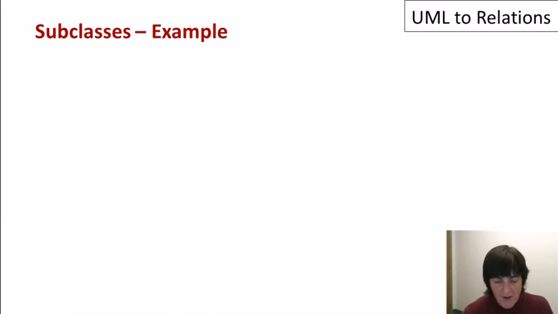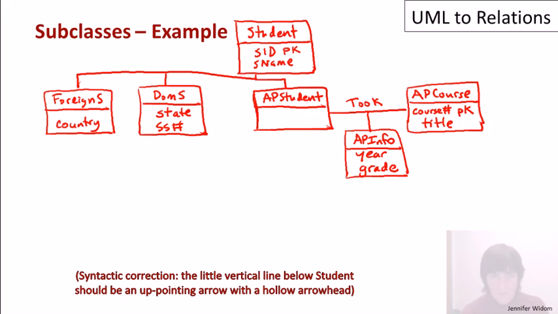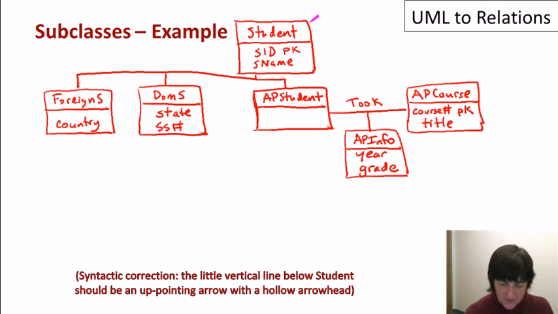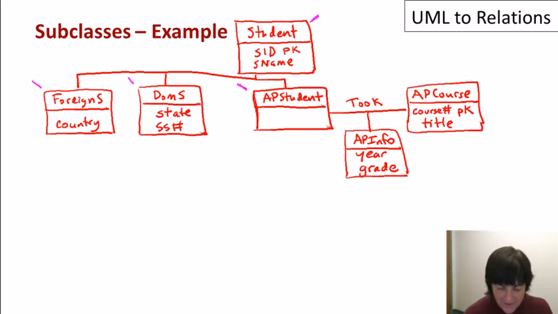So now let's revisit our gigantic example from the UML modeling video and see how that would be translated to relations. So just to remind you what's going on in this big diagram, we have students, and students have a student ID and a name, and then some of our students might be foreign students and they have a country. Some of our students may be domestic students and they would have a state and a social security number, and we'll assume that every student is either foreign or domestic. And then some of our students are AP students, and interestingly they have no attributes, but those are the ones who have an association called TOOK with AP courses.